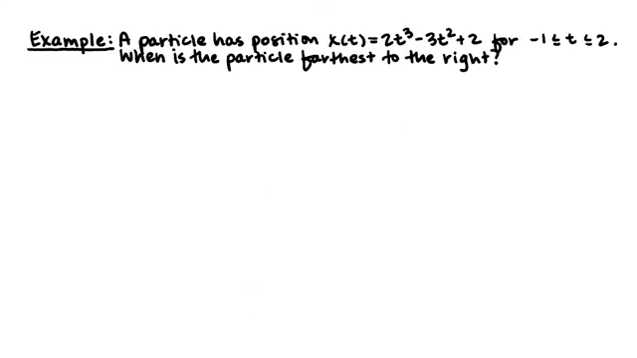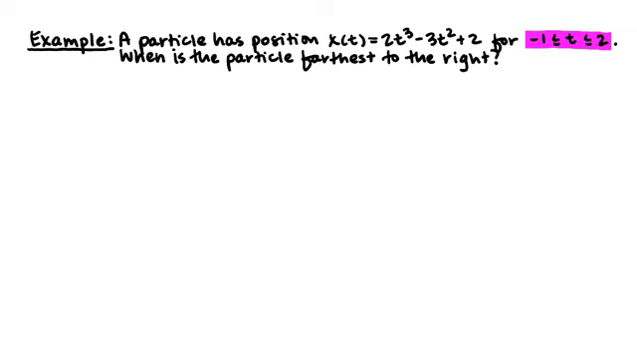And this is a particle motion question. A particle's position is given by x of t equals 2t to the third minus 3t squared plus 2 for -1 is less than or equal to t is less than or equal to 2. Well, I'm just going to highlight that because that is one of the first giveaways that this is going to be a candidates test problem, and they give you a closed interval like that. Okay. When is the particle farthest to the right?